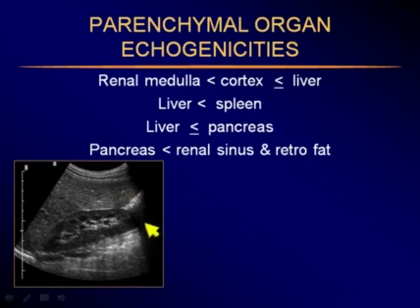Now we also know that the liver is less echogenic than the spleen, but that's something difficult to ascertain because usually the liver and the spleen are not on the same picture, and you would really need them to be side by side to tell which one is more or less echogenic.